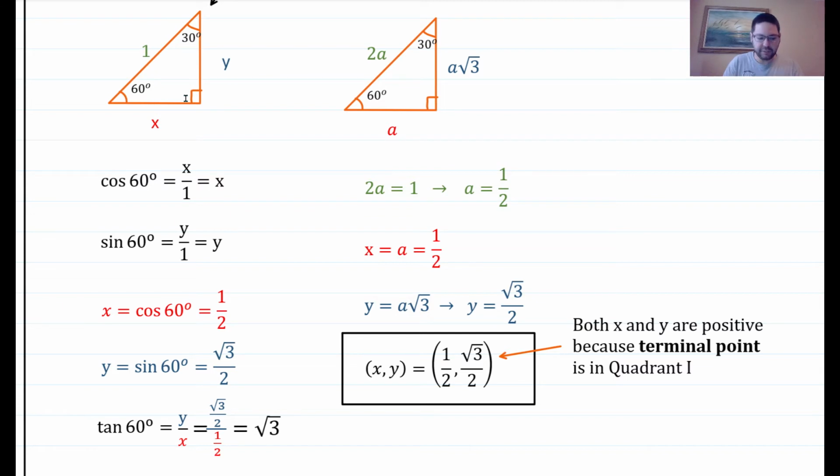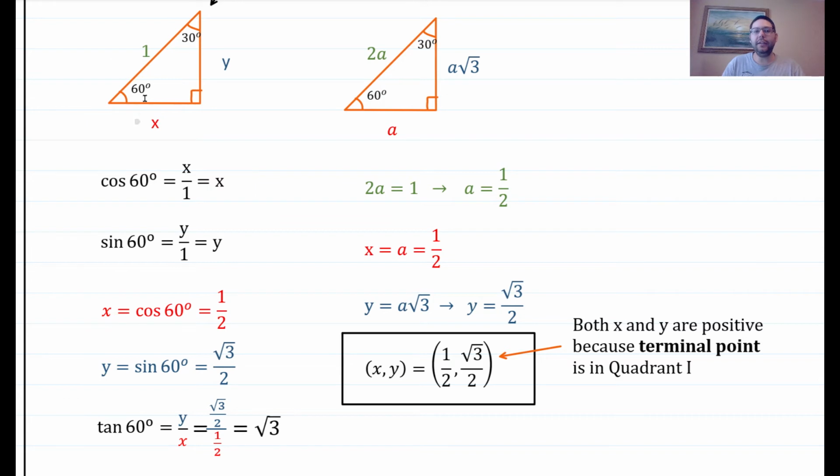The adjacent to 60 degrees would be, in this case, x, right? And then the hypotenuse would be 1. So therefore, cosine of 60 is equal to x over 1, adjacent over hypotenuse, which is x. So that means that the x coordinate is equal to the cosine of the angle that you're interested in. This is always going to be the case for the unit circle.